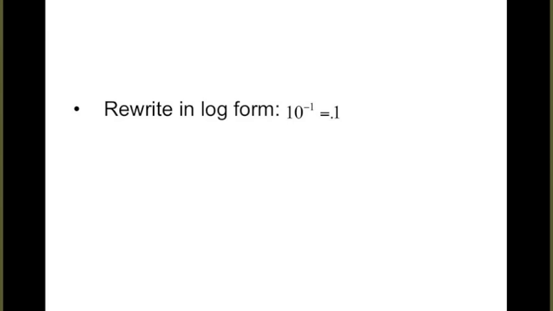Now to do this backwards and go into log form, we're going to say log, the base stays the same. So log base 10, and the other stuff switches sides. So of 0.1 equals -1. The base is still 10, but the other stuff switches sides. So the -1 and the 0.1 flip-flop left and right.